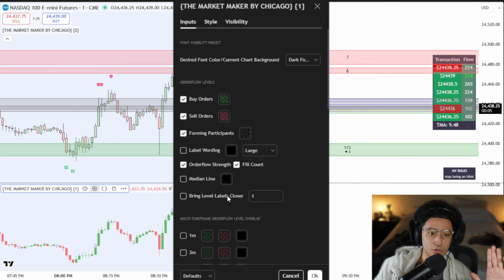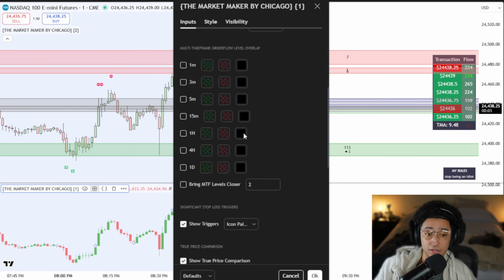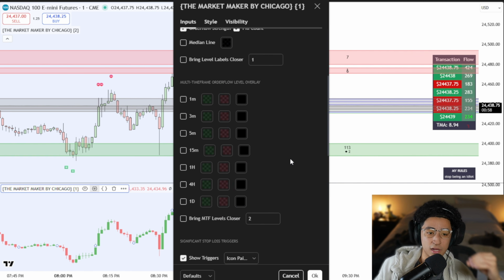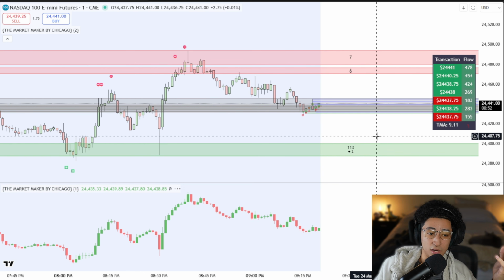Okay. Those are the default settings that are turned on and what's turned off, right? When you first load it in, customize it to how you want. I'll show you my personal setup and what it looks like with these multi-time frame levels in just a second.